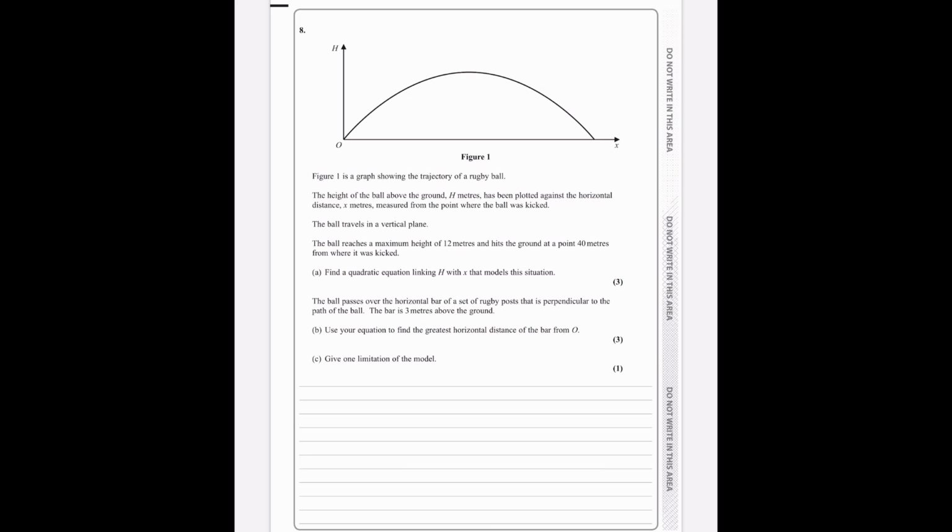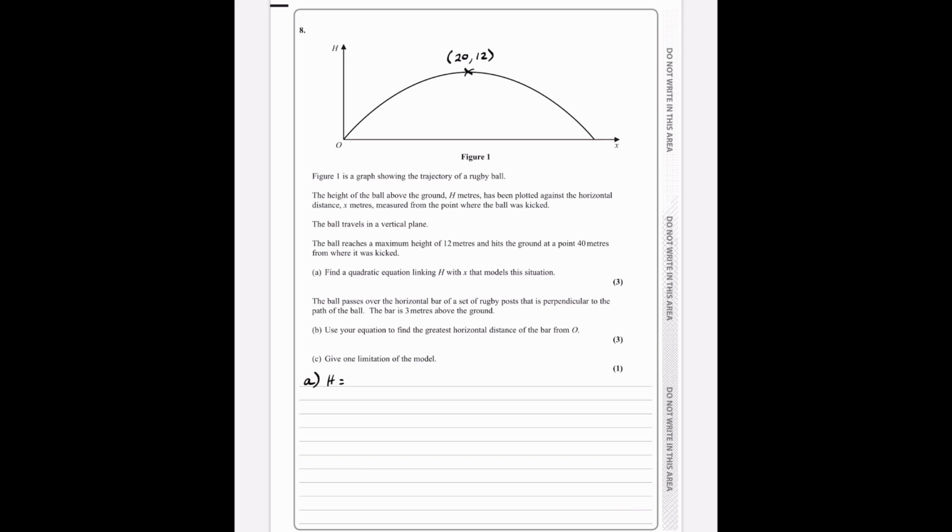Question 8, this is projectile motion, but the question is really about quadratics. We have a negative parabola. We know it lands 40 meters away, so the maximum point is going to be halfway between 0 and 40, which is at 20, and that's got a height 12.